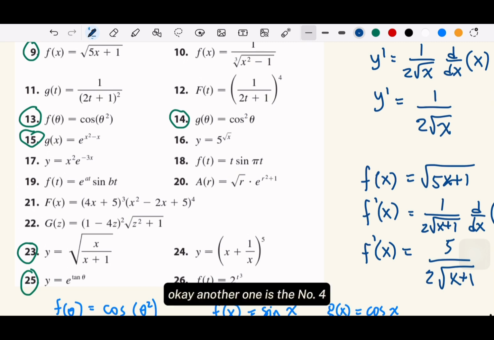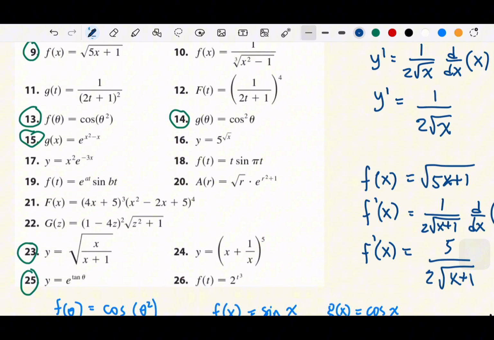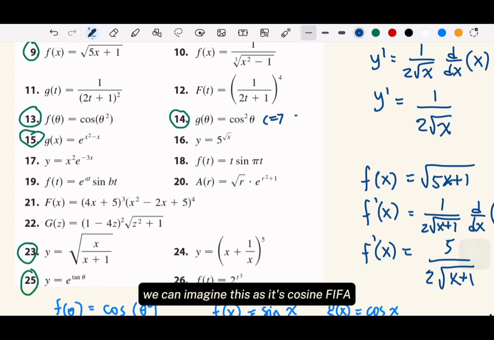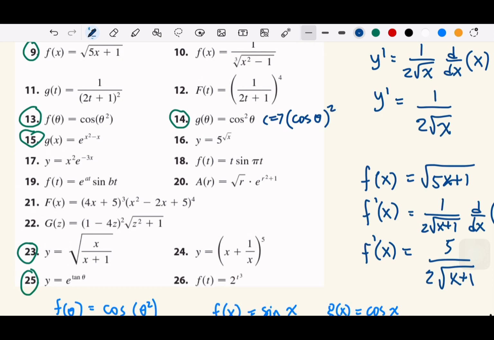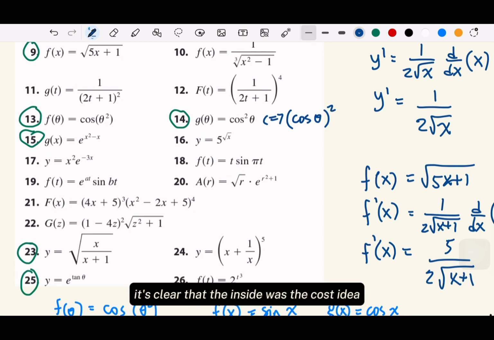Okay, another one is number 14. So cosine theta squared, cosine squared. Now we can imagine this as cosine theta within a square like that. If I write it like this, it's clear that the inside function is cosine theta, and the outside function is the square, right? If you are working with the inside function, you can replace it with any symbol, or even draw a cat or dog or anything in between. So we take the outside, the 2, and it becomes 1, right? So 2 something to the power of 1, and then multiply with the chain rule, the derivative of the inside.